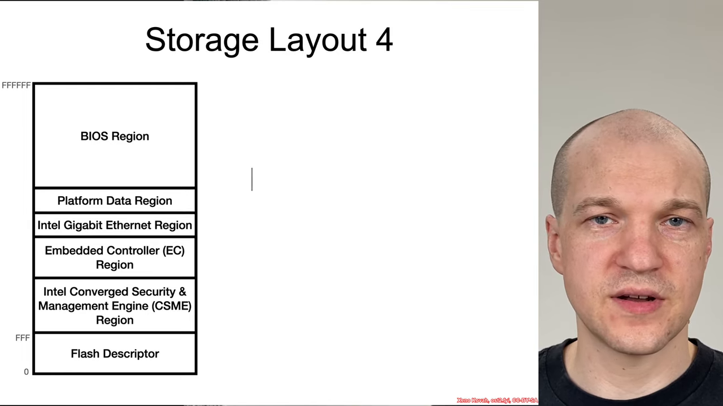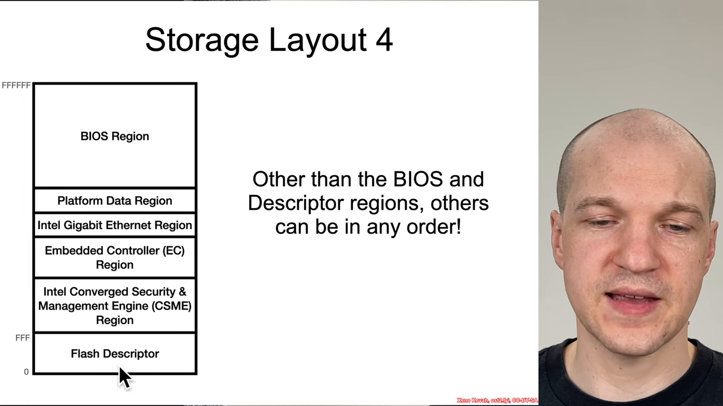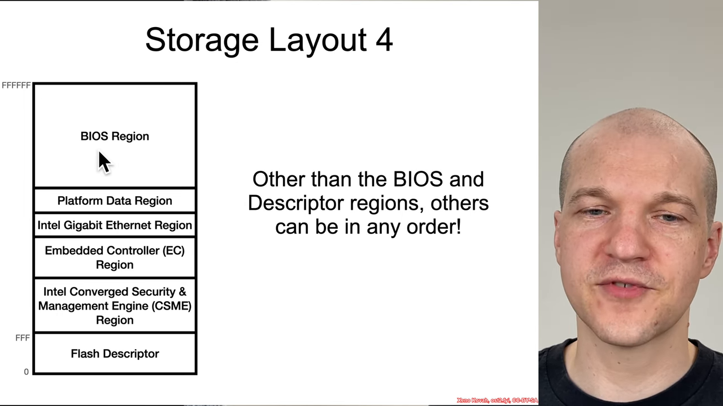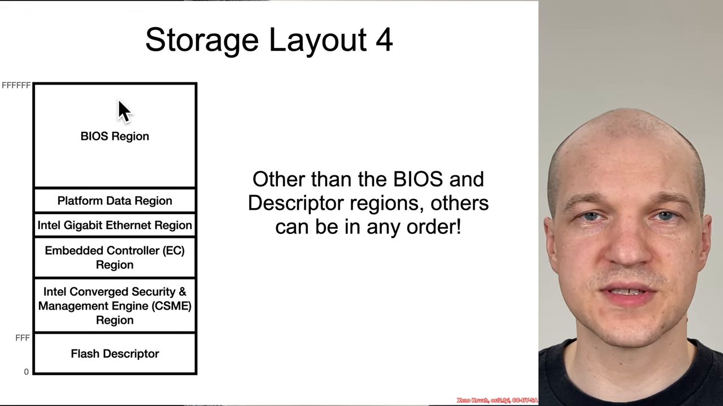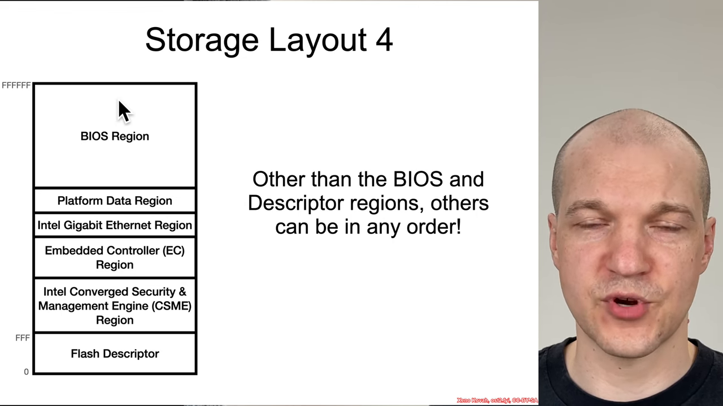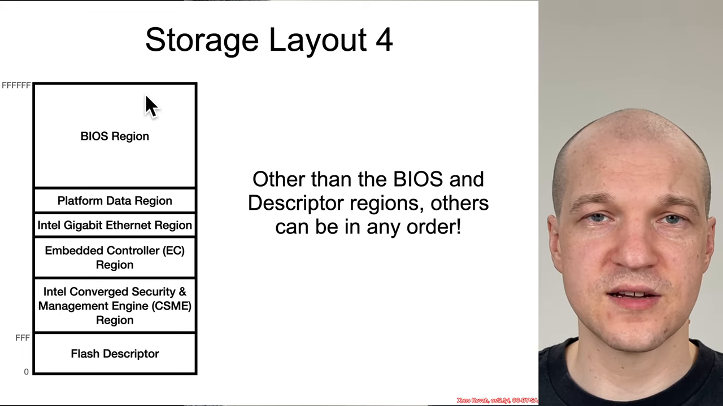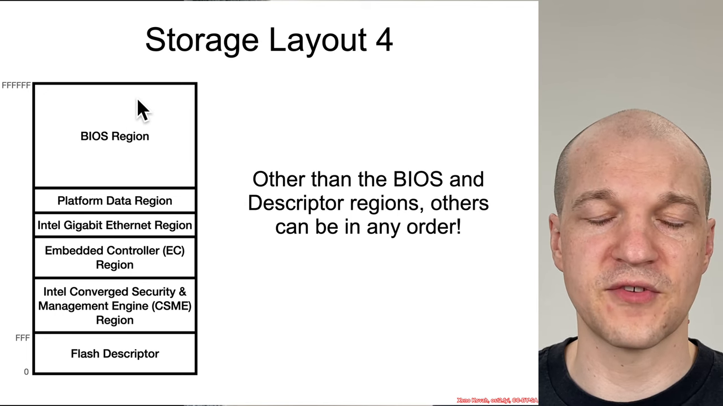These different regions can all be moved around, except for the fact that the flash descriptor needs to be at region 0 at the beginning of the chip, because that's where the hardware expects to read it from, and the BIOS region needs to be at the end of the flash chip, because that's what's going to be mapped up to the high memory range of 4 gigabytes, and the reset vector at the end here, minus hex 10, is going to be mapped to the reset vector in memory at FFFFF0.